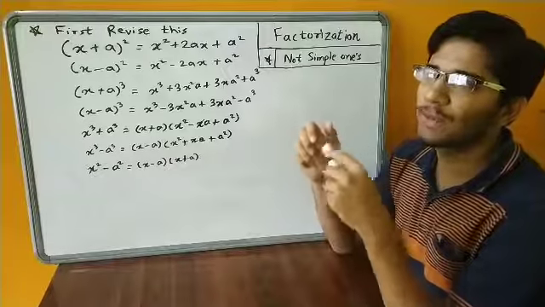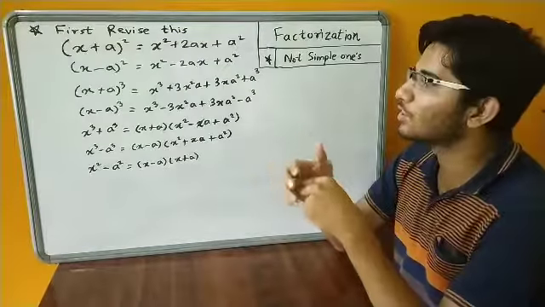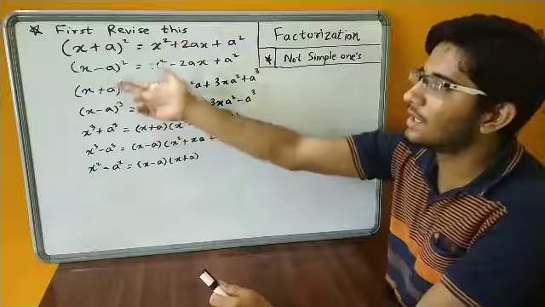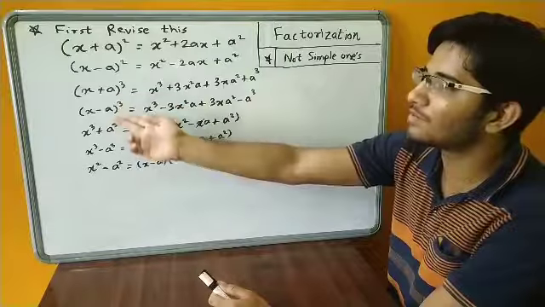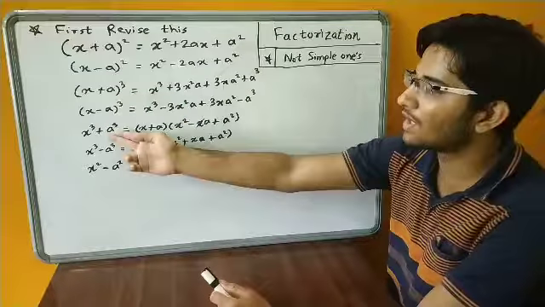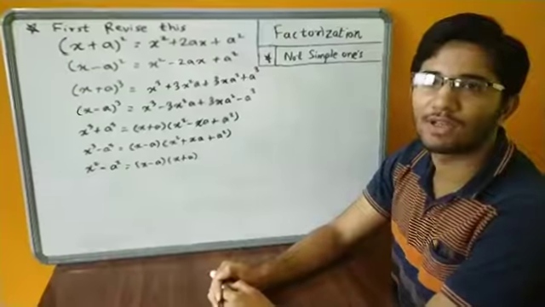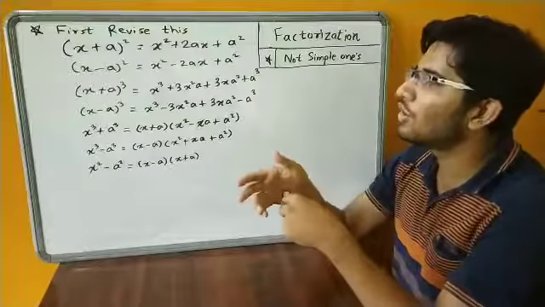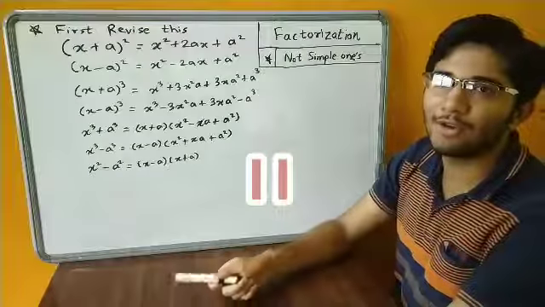Today we will see how to factorize some different types of equations which are not simple. Before that, first revise these basic formulas for (x + a)², (x − a)², (x + a)³, (x − a)³, x³ + a³, x³ − a³ and x² − a². Okay, you can pause the video and take your time to go through all this, and when you are ready, play the video again.